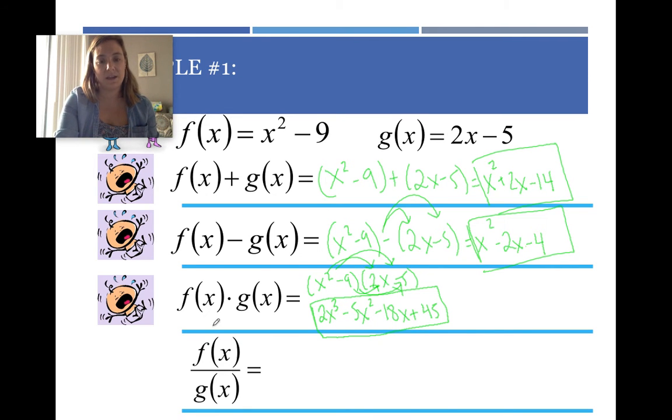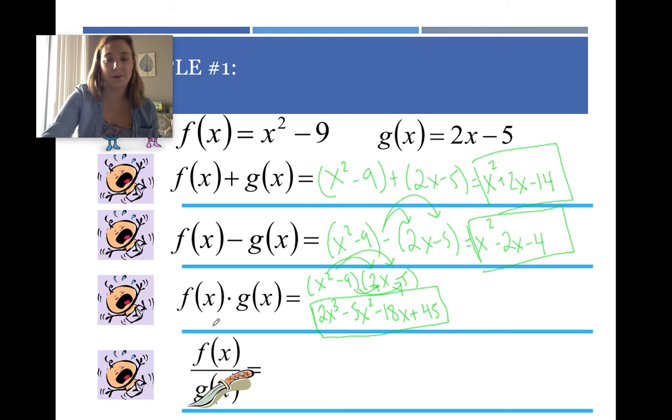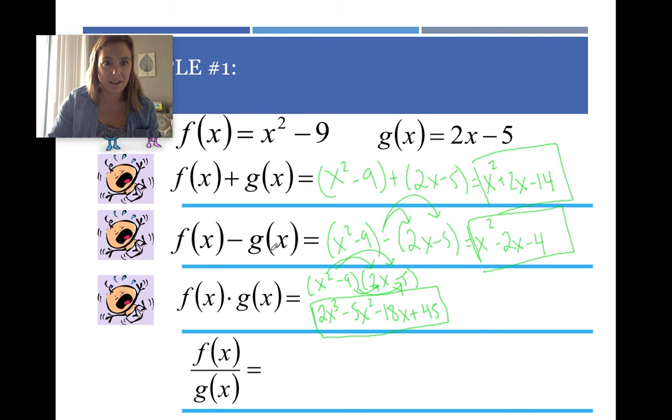And then finally, let's divide these. Oh no, that's not what I meant to do. Too much. Kind of ruined it though, didn't I?